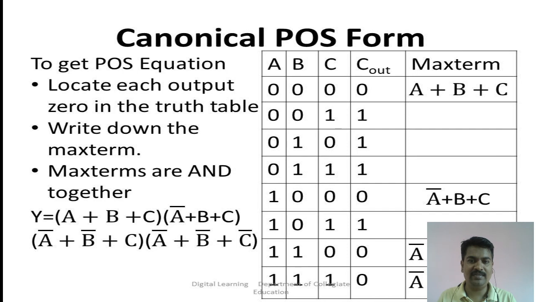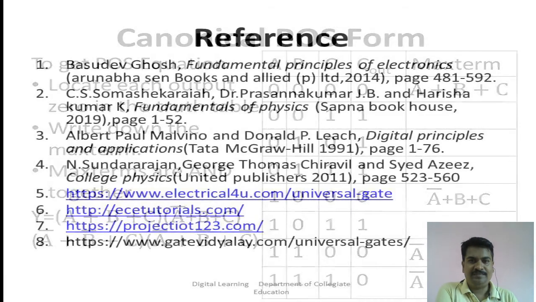Here I have done all the multiplication. All 4 terms are multiplied together, so I have got an expression. This expression is called the POS equation, the product of sums equation.